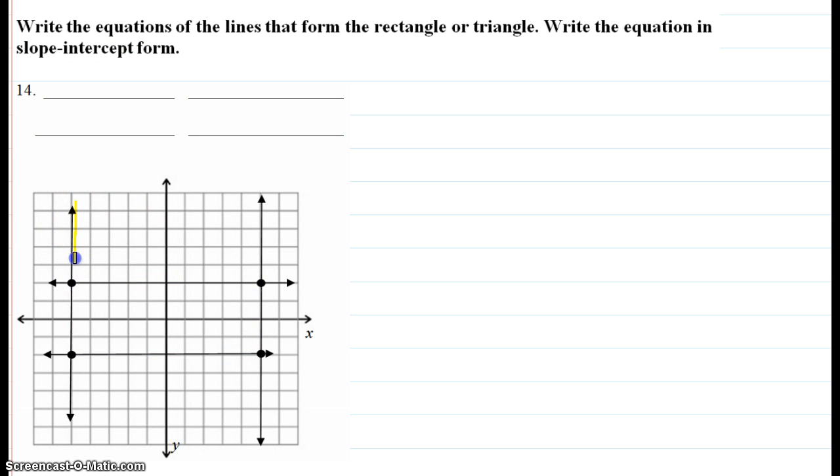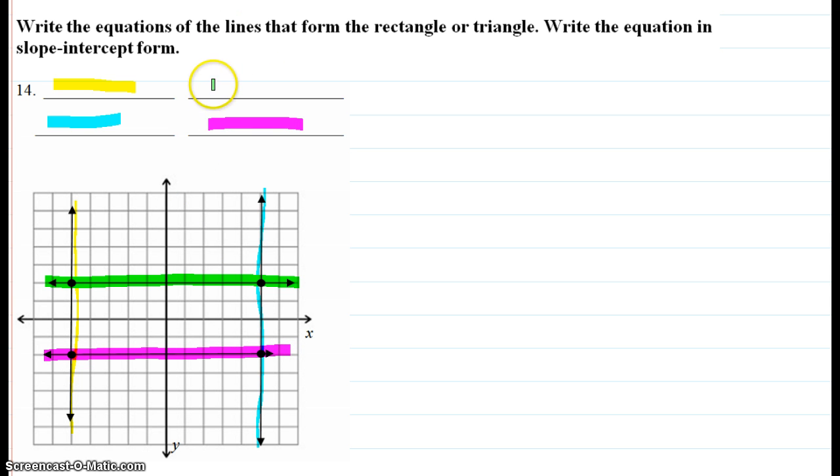So we have this vertical line, this vertical line, and then this horizontal line, and finally this horizontal line. So those are the 4 lines that we're going to write the equations for. So just like in the last example, here we're talking about horizontal and vertical lines. And so look at this line.